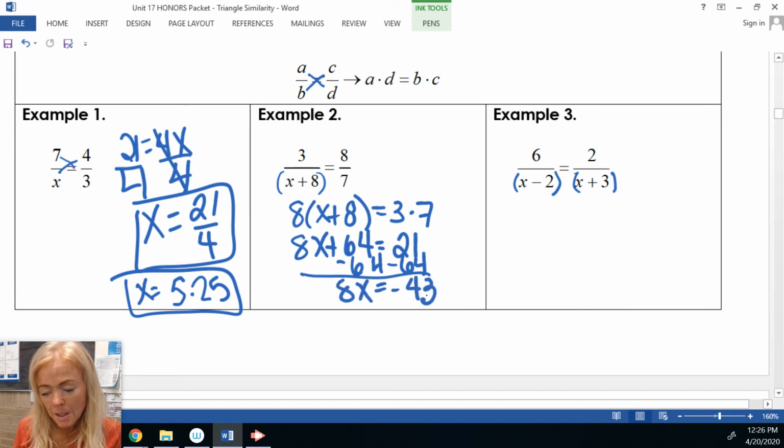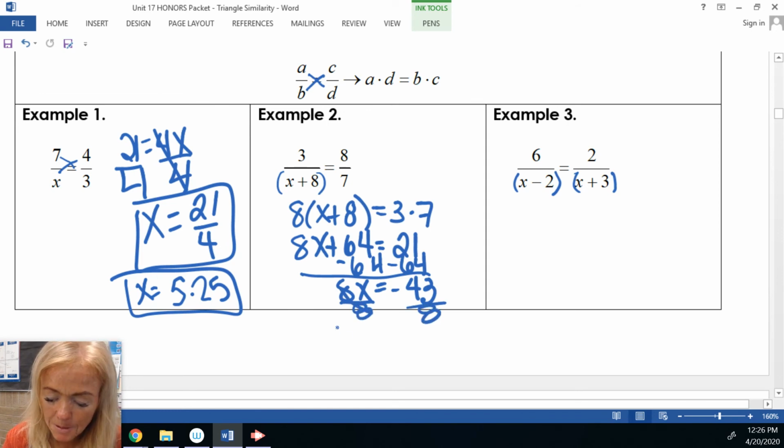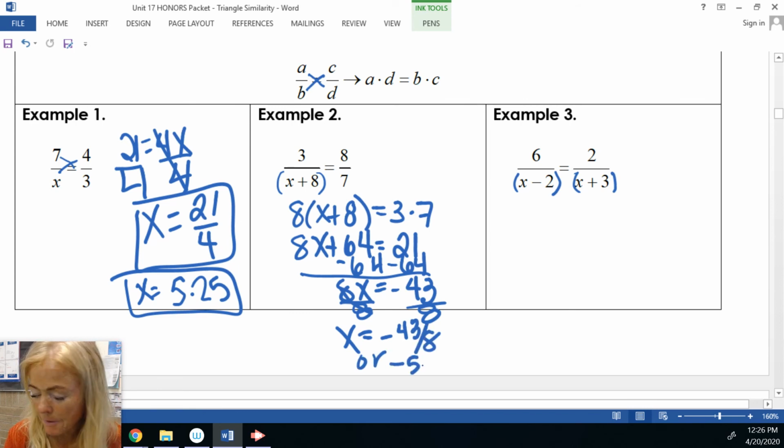Oh no, it's another fraction, isn't it? So 43 divided by 8, there's nothing common because, oh no, 8 doesn't go into 43. 43 is prime. So x equals negative 43 eighths, or if we want to give it in a decimal, it's negative 5.375. Whichever one they ask for, give it to them. Most generally, if they don't say, I just leave it as a fraction.